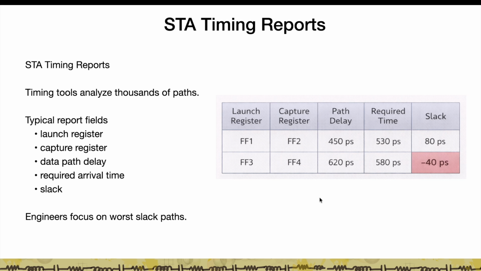Engineers don't read every path. They work down the worst slack list, fixing the most critical paths first, rerunning timing, then attacking the next tier. Each fix may expose previously hidden violations as the critical path shifts. That's normal. The process continues until WNS, or the worst negative slack, crosses 0.